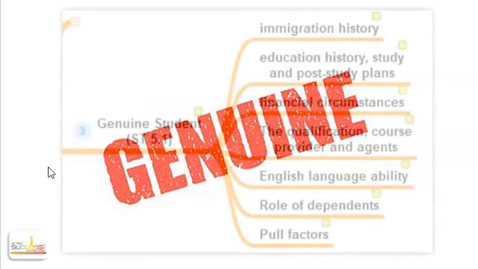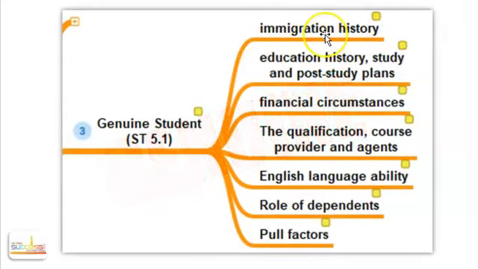And here they are. The immigration officer will have a look at the immigration history, education history, study and post-study plans, financial circumstances, your qualifications, and also they'll have a look at the course provider and the agents who are assisting you with making this type of application. And also they'll have a look at your English language ability, whether or not you have any dependents and what is their role in your life, and also some other, what they call pull factors, which influence students' choice of the UK as a study destination.